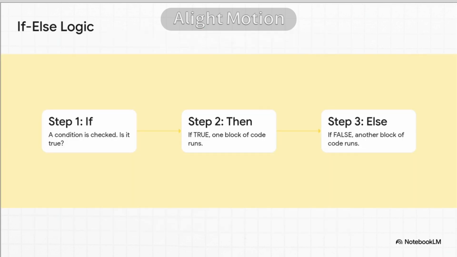It's super simple. The program asks a question like, is the user older than 18? If the answer is true, it does one thing. Else, if the answer is false, it does something totally different. Just think of it as a fork in the road for your code to follow.